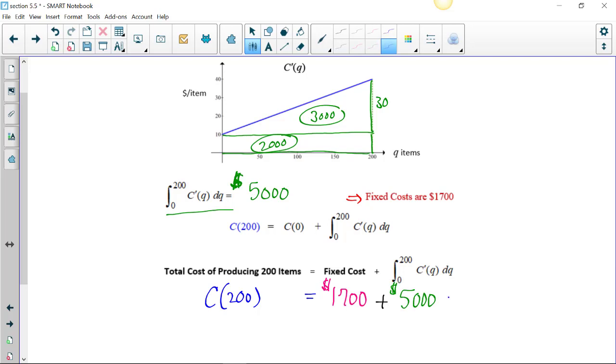So the total cost to produce 200 items is $6,700. Okay. Now, if this looks familiar to you, we were doing something very similar to this in 5.4, where we were finding the total change in distance traveled, the displacement. Okay, and we said once we found that, we added it to our beginning amount or initial amount. That's like our fixed cost, something that we had to have been given.